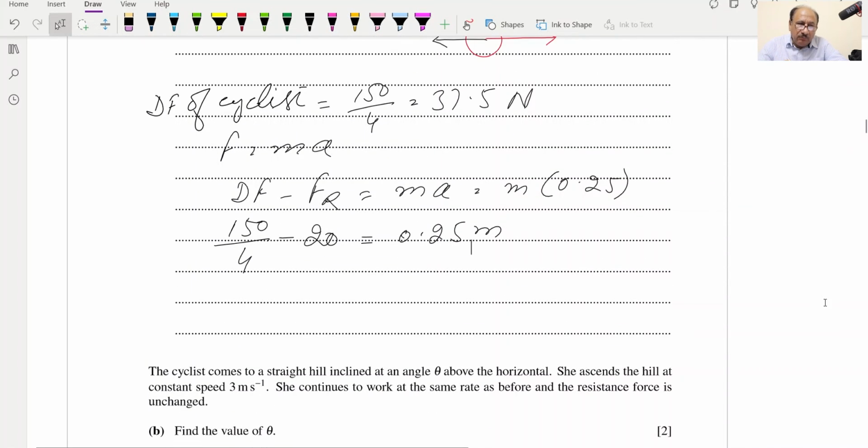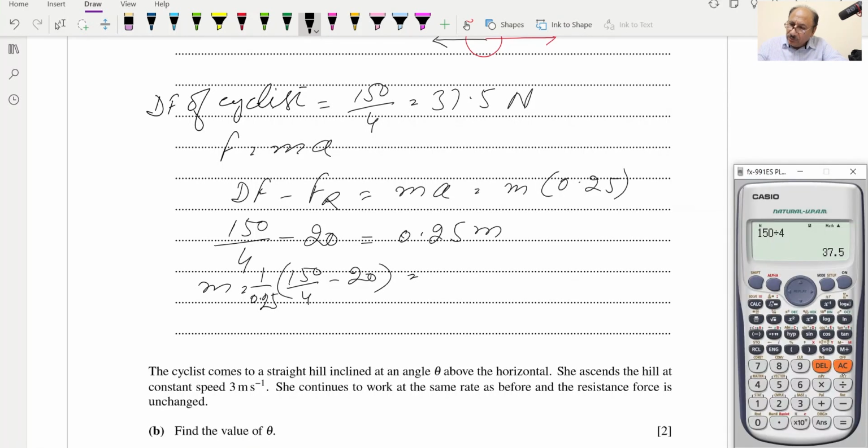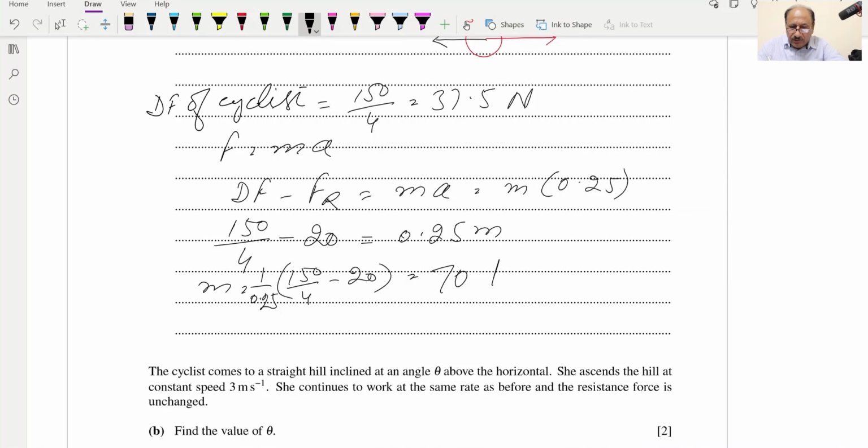m will be the mass, so mass we can calculate from here, and mass will be equal to 150 over 4 minus 20, divided by 0.25, so it will be 1 over 0.25 multiplied by 150 over 4 minus 20, and this will be equal to 70. Mass will be in kgs, so this will be our answer for this part A. Hopefully you understood this.